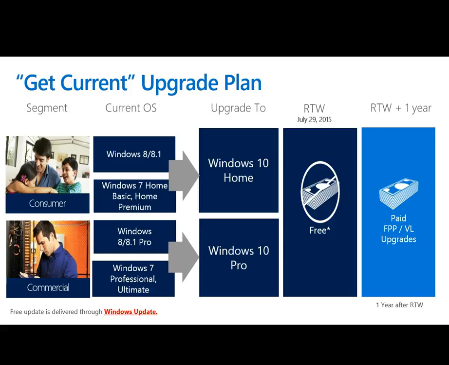I hope that's clear. The reason why I'm showing this is because some of the confusion is they think that if I have a volume license of 8.1 Pro and I want to upgrade to Windows 10, I have to go to VLSC. It's not gonna work. The only way for you to upgrade is through Windows Update.